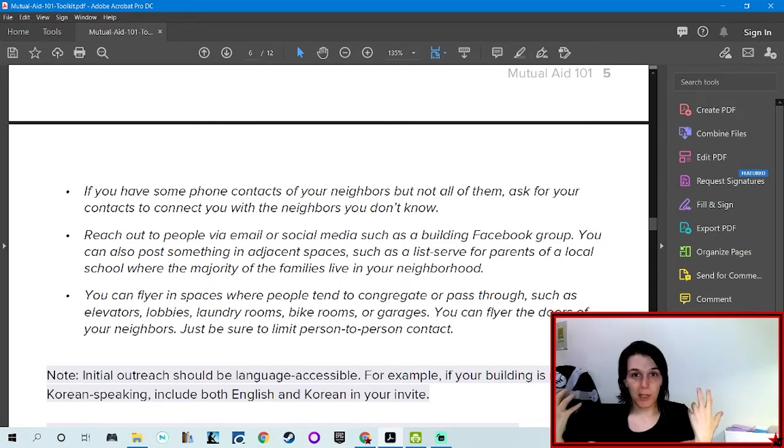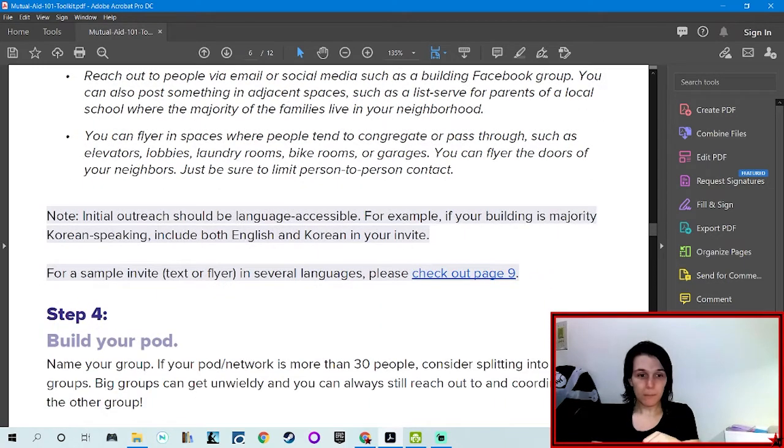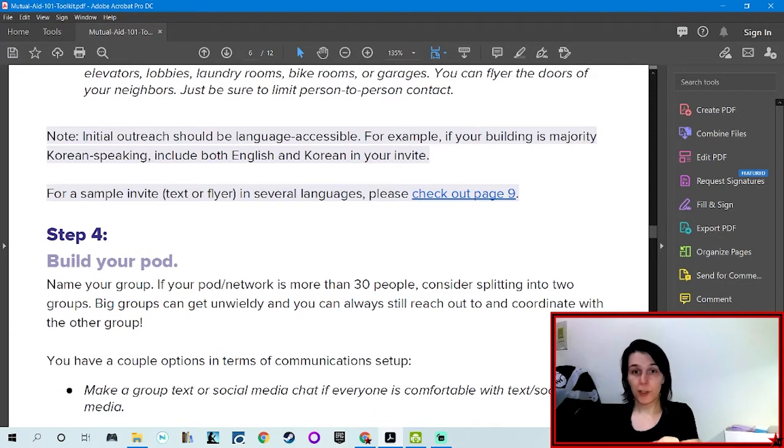If you want, you can formulate some sort of group online on social media in order to help create these kind of frameworks, maybe a local school organization where the majority of families in your neighborhood live. You can make flyers and put them up in common spaces in a building where people are able to see them. And the initial outreach, especially in a large city like, say, New York, where AOC is, these ideas should be put in as many languages as possible. And if your building has a lot of people who speak, in this example, Korean, then you should include both English and Korean in your invite.